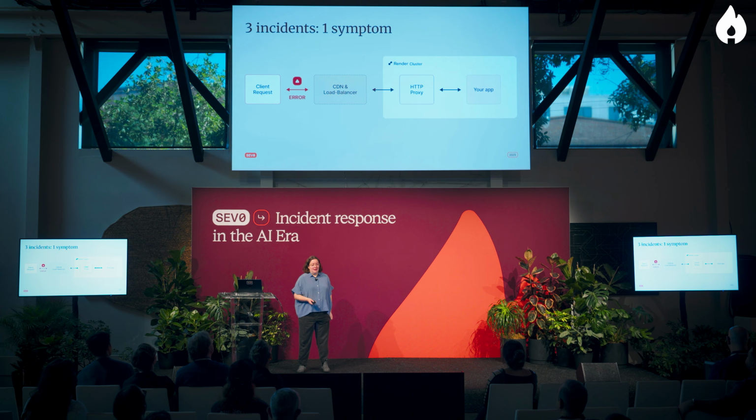So the core symptom here is the end user is getting an error, or the end user is getting a very slow request. And then the question in each of these incidents is, but where? Where is it coming from? And yeah, we'll get into that now.